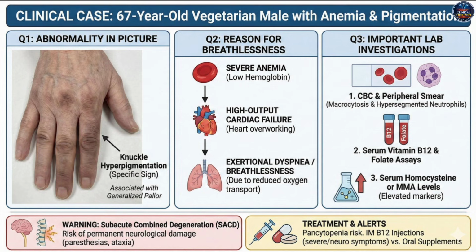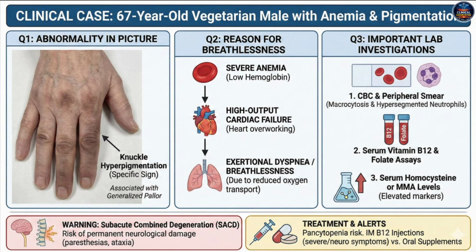Then serum vitamin B12 and folate assays to confirm the specific deficiency, or serum homocysteine or methylmalonic acid or MMA levels. These are sensitive markers that are elevated in vitamin B12 deficiency, useful if B12 levels are borderline. Alternatively, reticulocyte count, usually low or normal, indicating production failure.